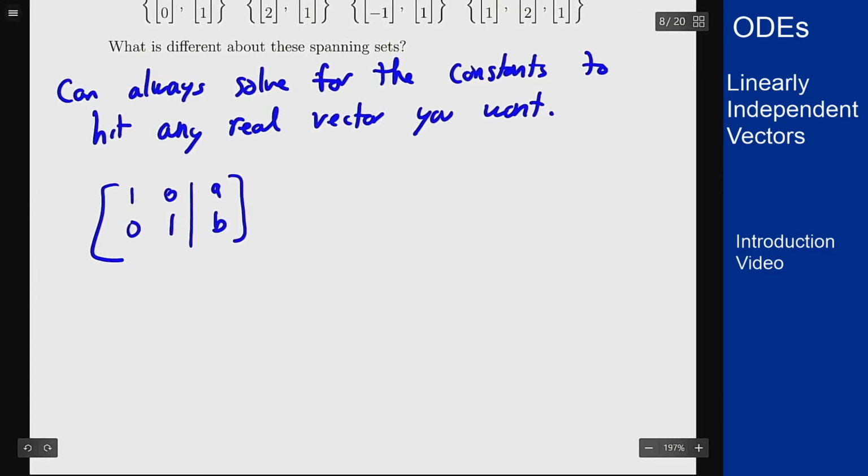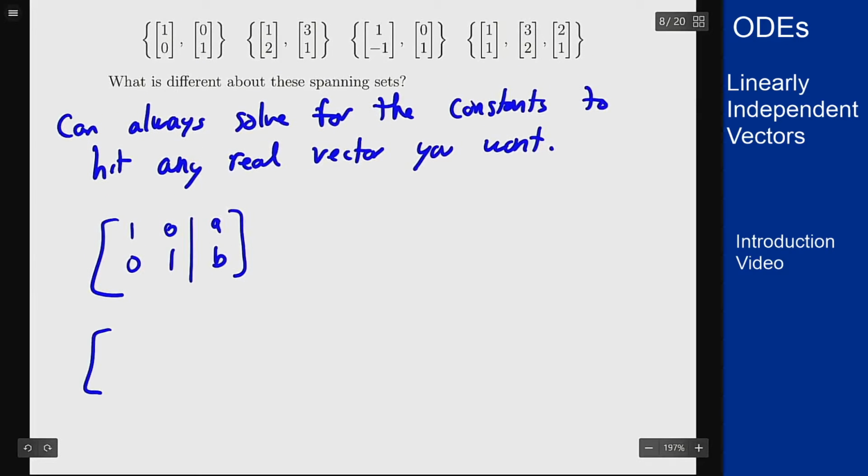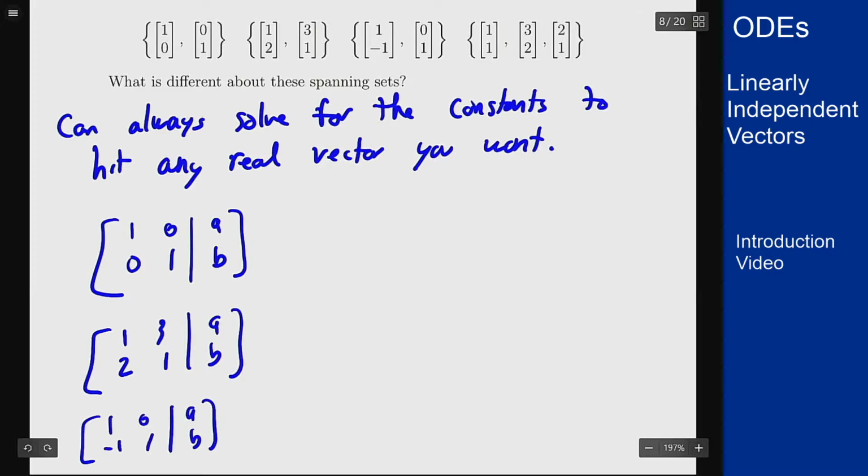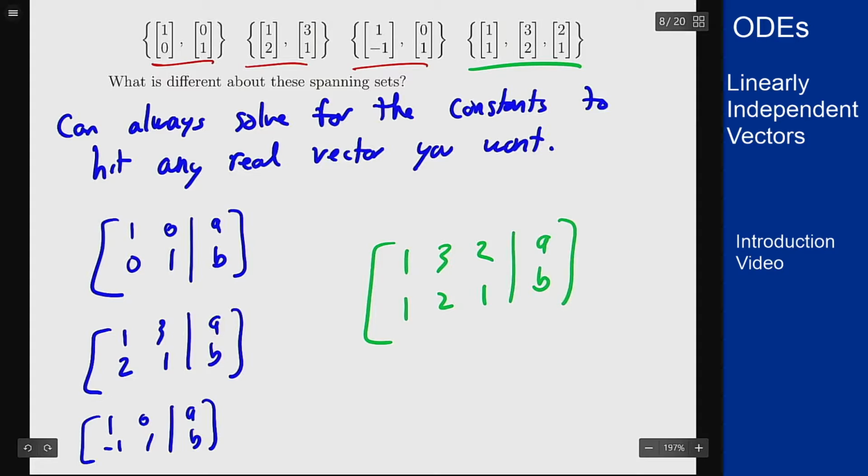The other ones require more work. For instance, something like (1, 2), (3, 1), (a, b). We'll need some row reduction, but it will work to get you to the answer. And it'll work for all of these. But what's different here? Well, these first three all have two vectors in them. The last, though, has three. So the matrix is a little bit different, just because it's bigger. But you can still solve this.